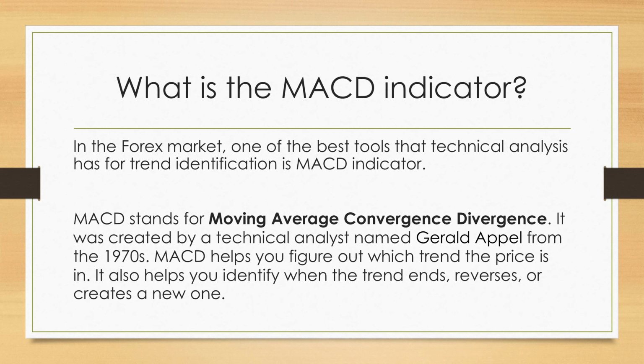It was created by a technical analyst named Gerald Appel in the 70s. It helps you figure out which trend the price is in. It also helps you identify when the trend ends, when it reverses, or when a new trend is created. So right now we can look at a MACD indicator and know we're in that particular trend. And then it helps us identify when a trend ends, which means another trend is going to start, or when there's going to be a reversal of the trend, or a new one is created.